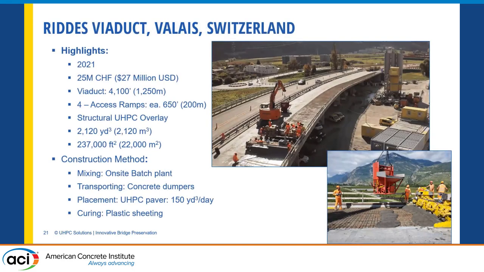And then I'll briefly talk about the other project my Swiss colleagues have done, which was completed in 2021. It was a 25 million Swiss franc project, a viaduct in Reeds in the south of Switzerland. For this project, a total of 2,200 cubic meters of UHPC were placed. That was a mistake on my end. What you can see in the picture here is on-site batching. The construction method was slightly different from what we've done in North America. The material was transferred in buggies, brought over to the site, placed in the bucket of an excavator, and then placed in front of the paver.